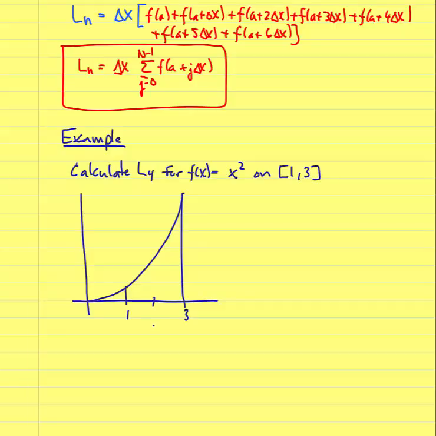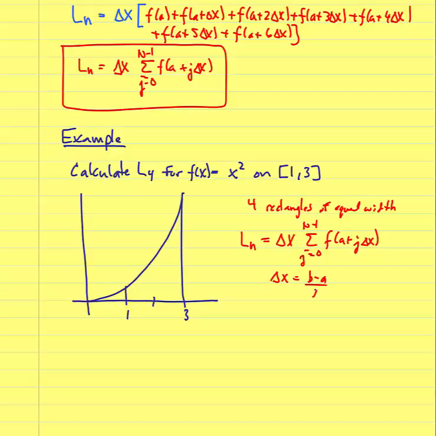Now I want equal width. I want 4 rectangles of equal width. Now sometimes equal width is not the best case, but that's what we're starting with. We're going to do the best we can with that. So Ln equals delta x sum j equals 0 to n minus 1 f of a plus j delta x. And remember, delta x is equal to b minus a over n.